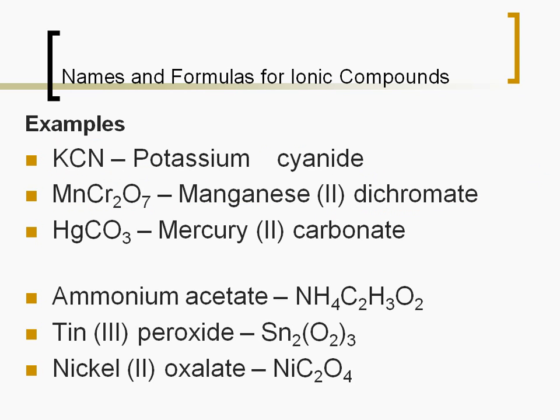Here's our wonderful mercury. We first have to look at the anion, which is carbonate. Carbonate has a -2 charge, and since I only have 1 mercury, that has to be a +2. So it's going to be mercury 2 carbonate. Okay, here we have to do the opposite. We're given the name and you have to find the formula.